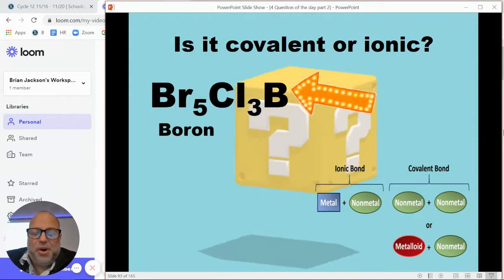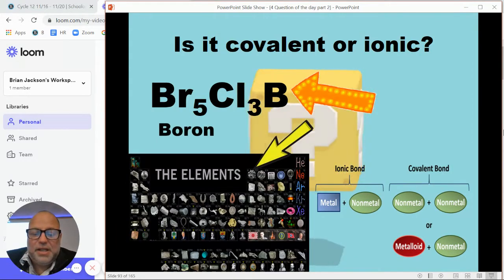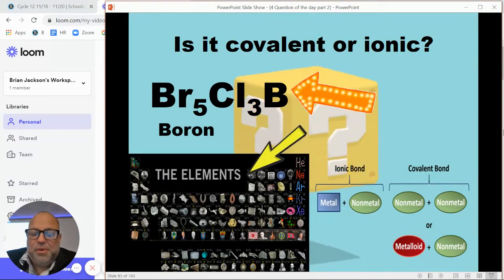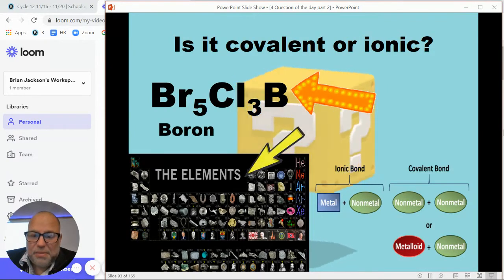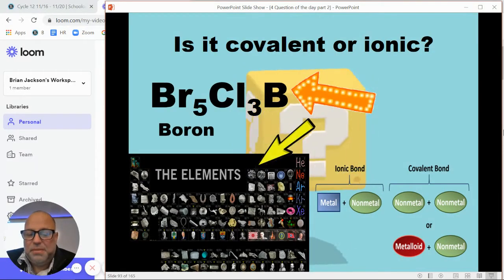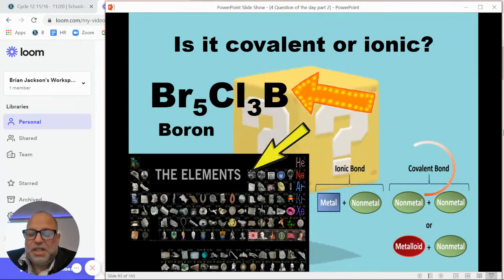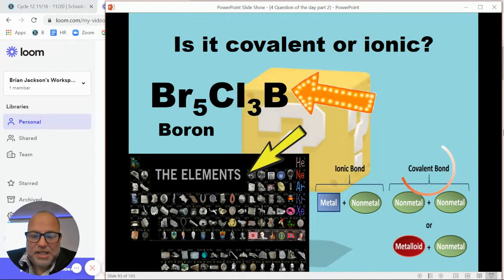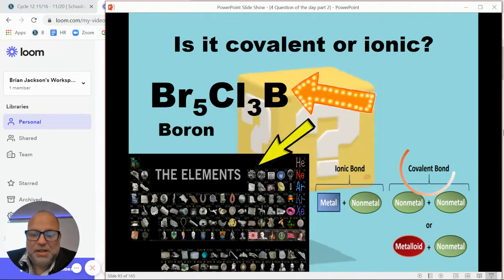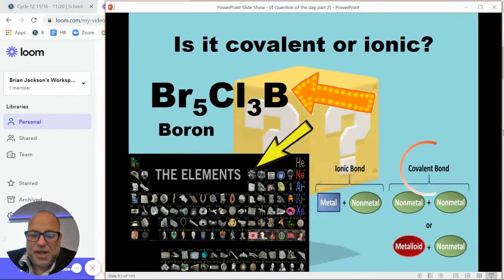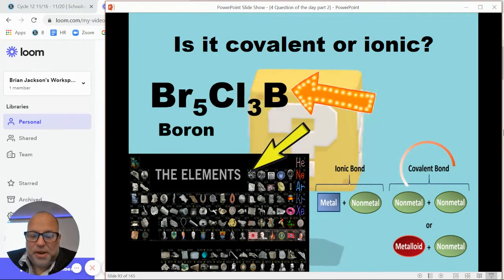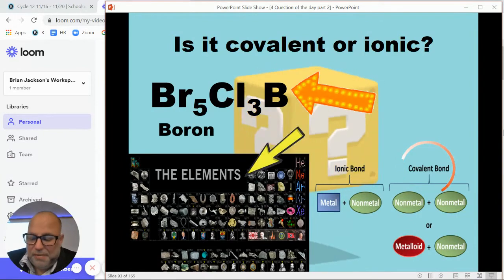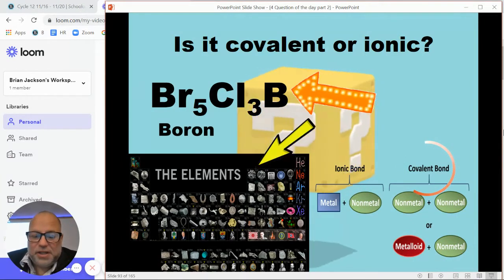Whoa, we've got boron, right? Boron right there is going to be one of those elements right in the middle that we talked about for a bit. It's still going to be covalent, even though it has some metallic properties. It's still technically not a metal right there. So remember, all those ones right in the middle still count as covalent.